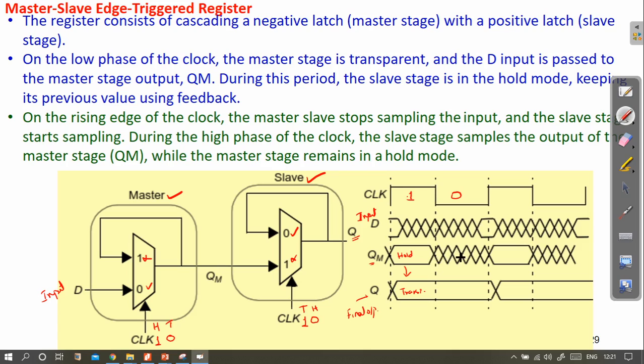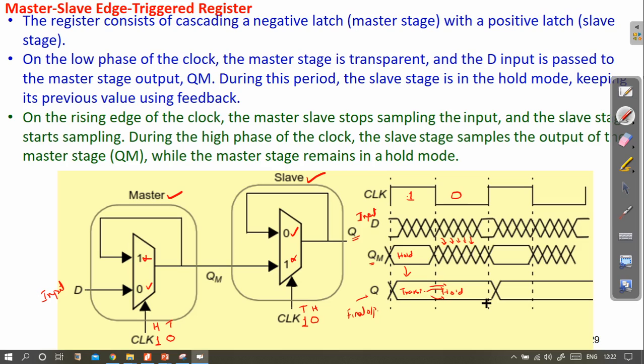And QM will now start getting the value from D. So whatever is the value of D will get transferred to QM, like this here. And since slave is in hold mode, the previous value of Q will be maintained here, and the slave is in hold mode, the previous value of Q is maintained like this.